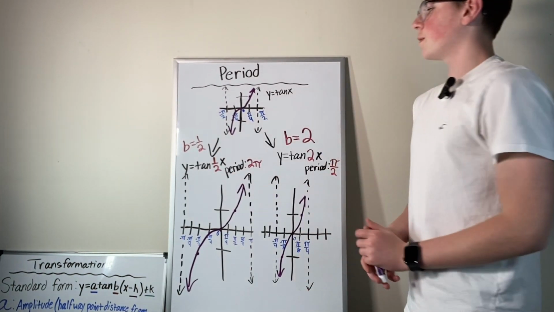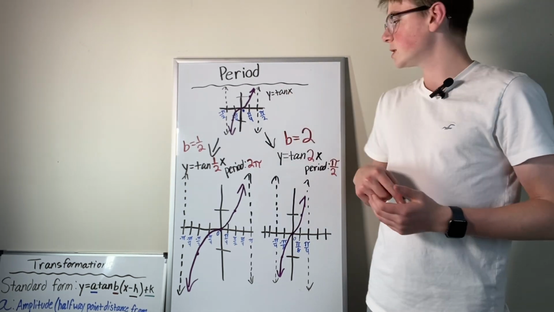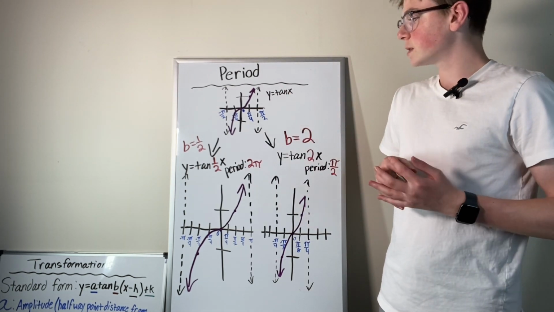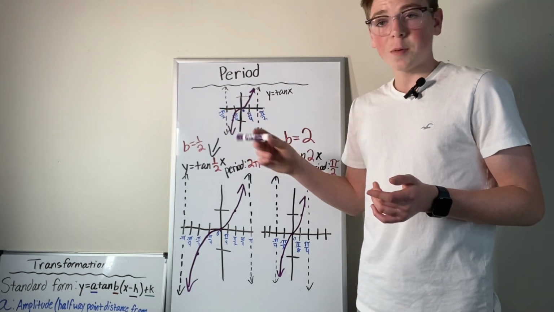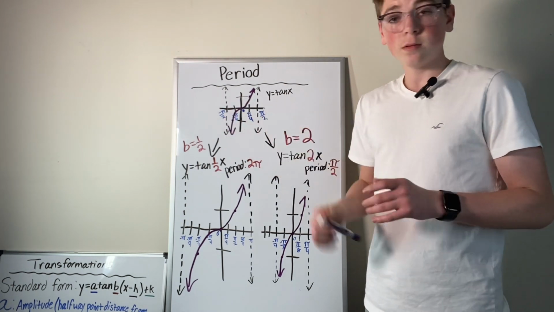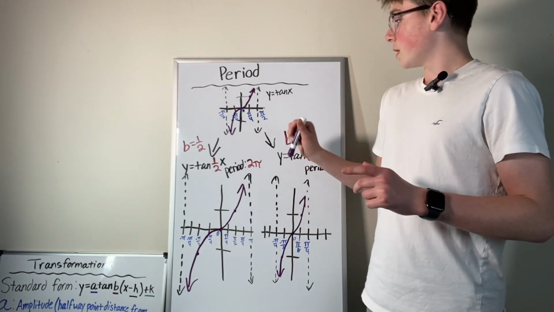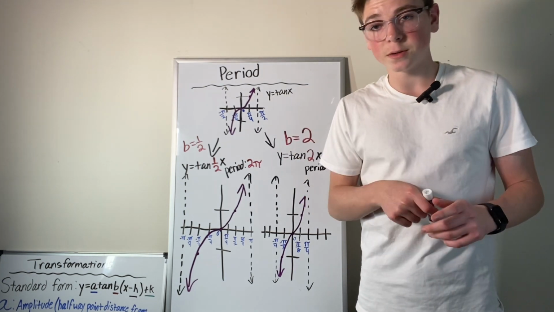Okay, period. We have y equals tangent x from negative pi over 2 to pi over 2. Then our points go negative pi over 2, our halfway point's negative pi over 4, then 0 is our middle point, then we have pi over 4, then pi over 2.